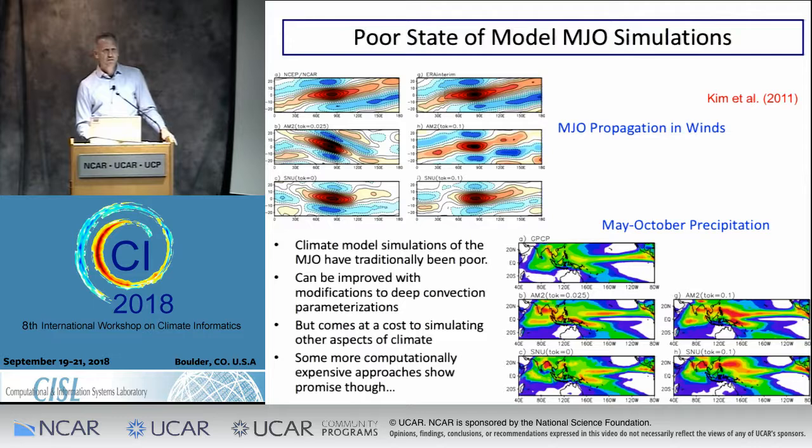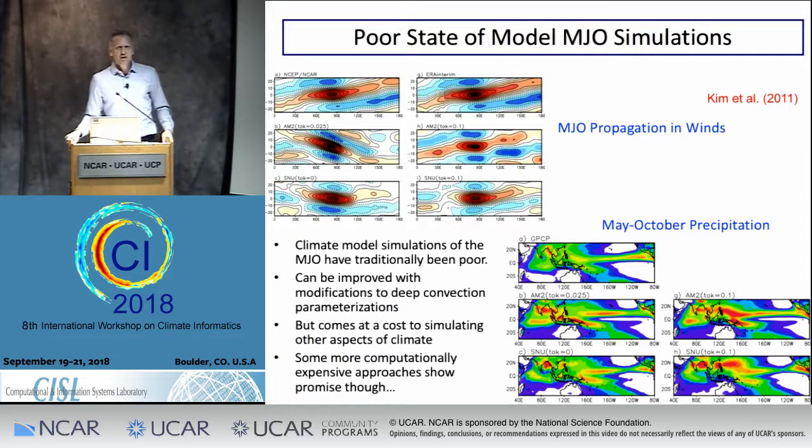But then if you look at some climate models, for example, these two panels here on the left-hand side, one is an older version of the GFDL model, and this is a Korean model. These models show that in their model, the MJO propagates the wrong direction. So that's obviously a pretty poor simulation of the MJO.